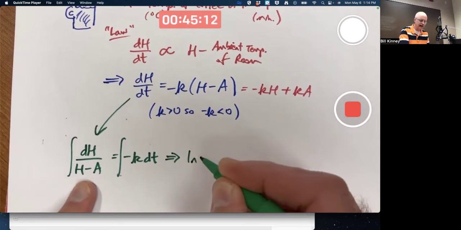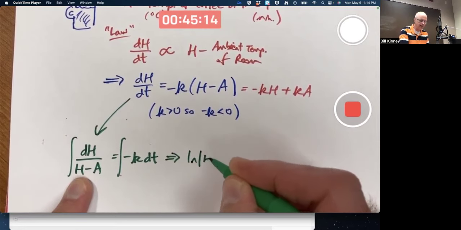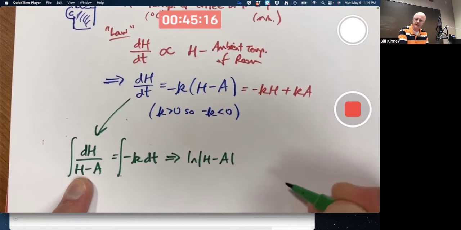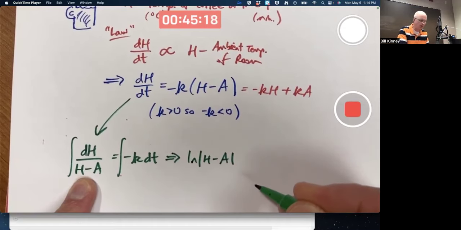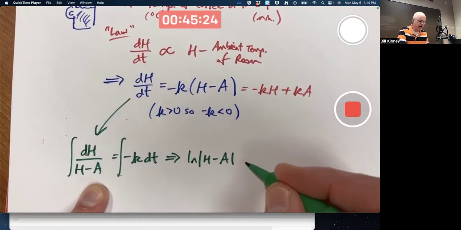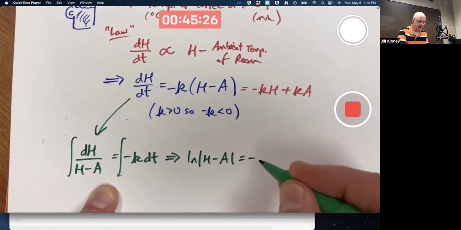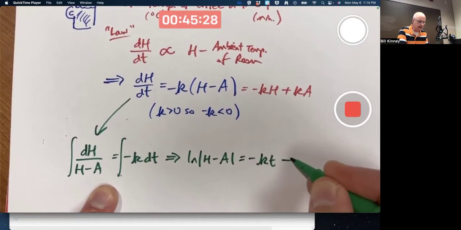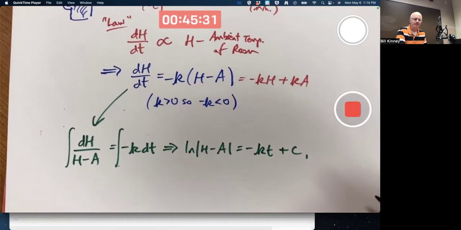On the left, you do get natural log of whatever's under there. And you don't really need to use substitution here because the coefficient of H is 1. You could always check it by differentiation. We don't need a constant of integration there because we'll put it on the right side. And let's call it C1.